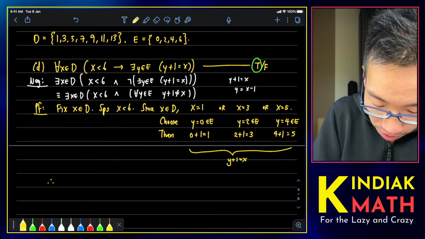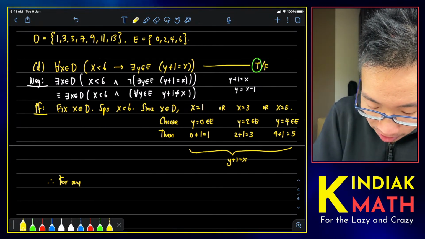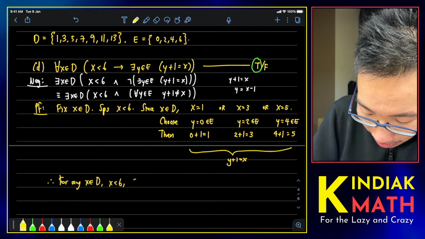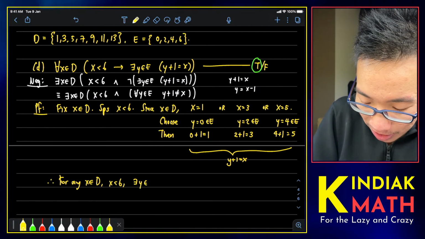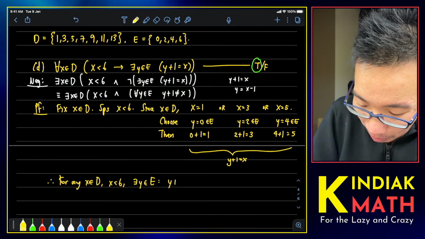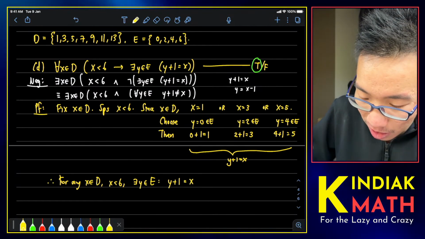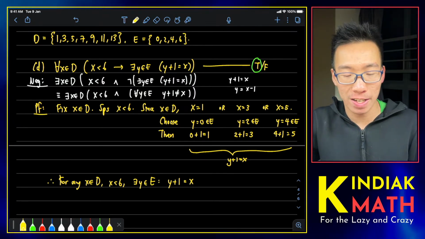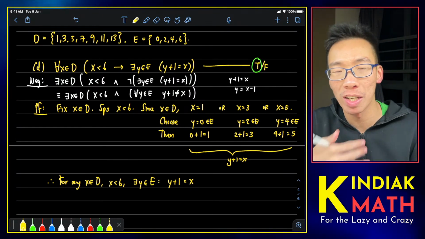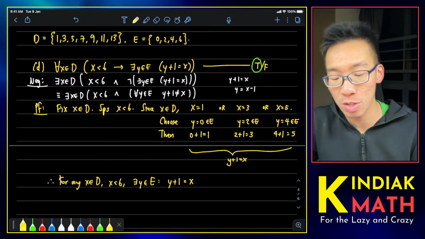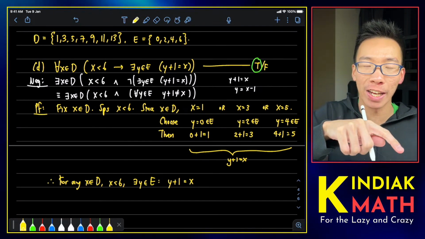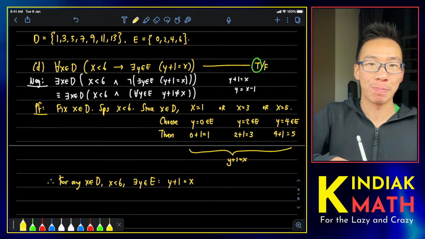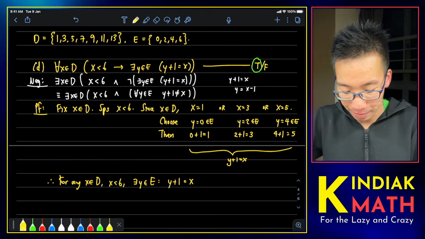So therefore, for any x in D with x less than 6, there does exist y in E with the property that y plus 1 equals x, which is precisely the statement that we were proving. If x is bigger than or equal to 6, no one cares. But if it's less than 6, we can find a guy in E that satisfies this property. That's the idea.